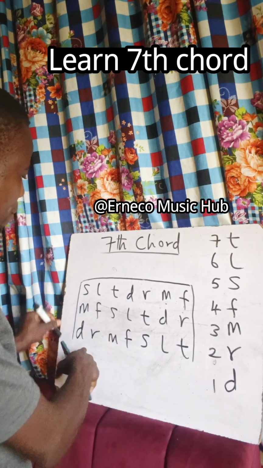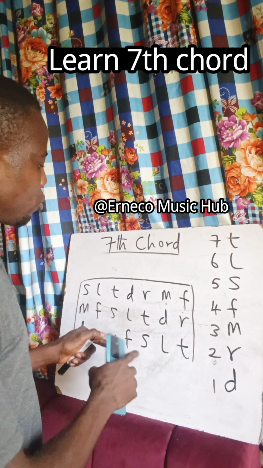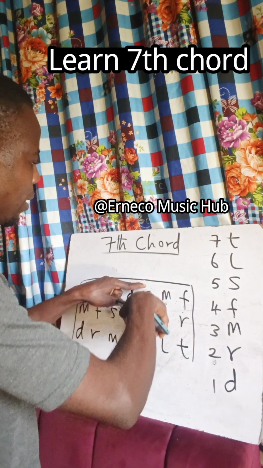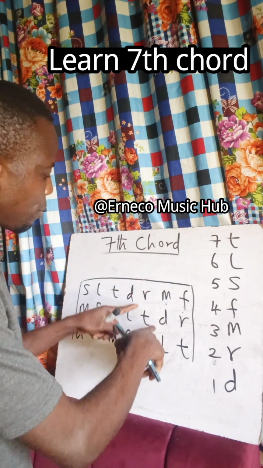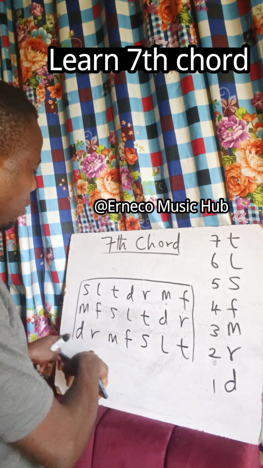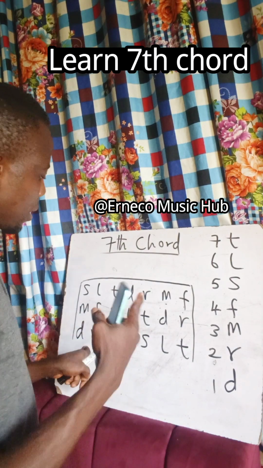For example, every chord here has a seventh note. People always use this particular seventh note in chord 5, as if that chord 5 only has a seventh note. No, every other chord here has a seventh note. How do we form the seventh note?